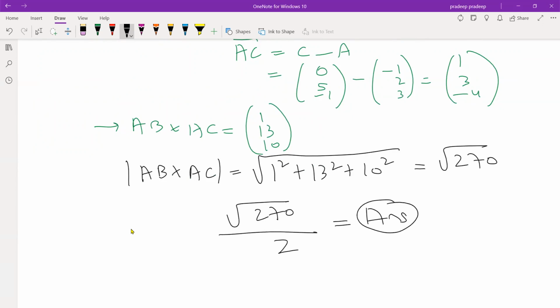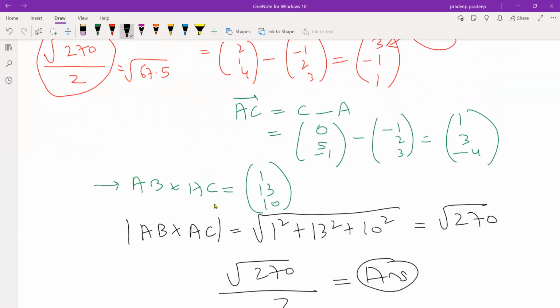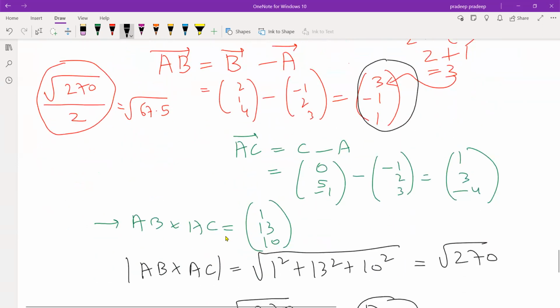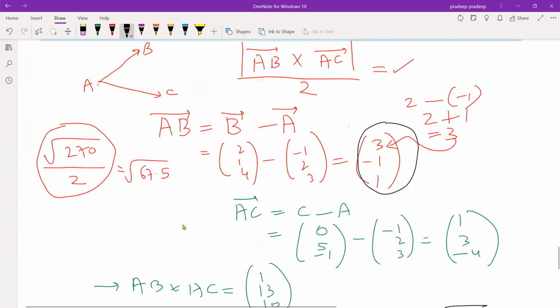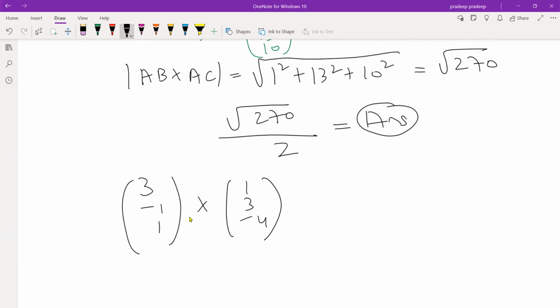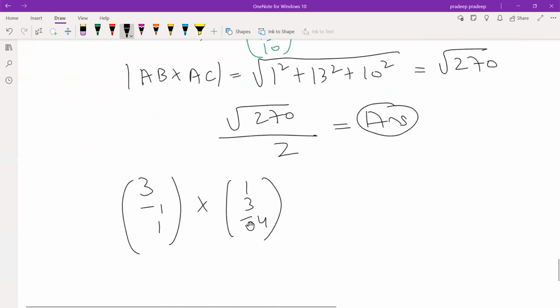So please check where you went wrong in your calculation. Wait, so what is AB again? AB is 3 minus 1 and 1. Yeah, so both my vectors are the same, but I got 1, 8, and 10 instead of 1, 13, 10. Let me check again. 3 minus 1 and 1. If I do the cross of that with 1, 3 and minus 4, was that the correct value? 1, 3 and minus 4. Yes, so that is AB cross AC. So let's solve this.